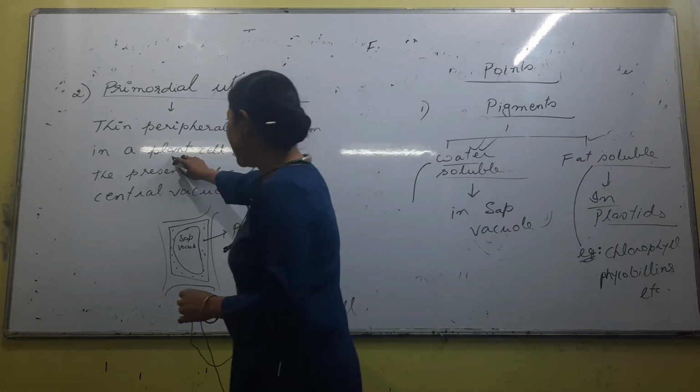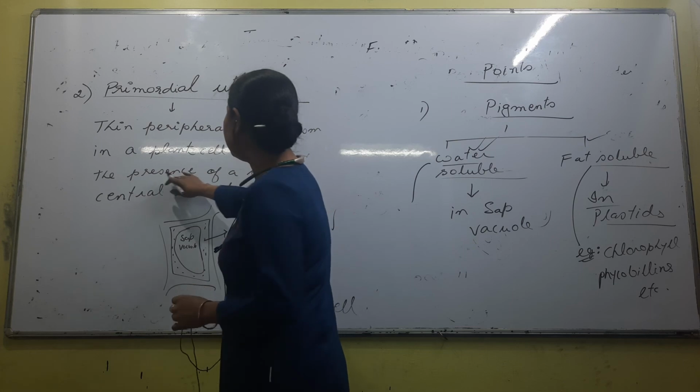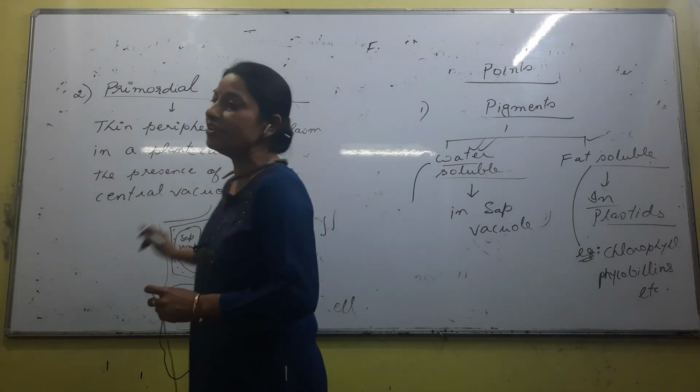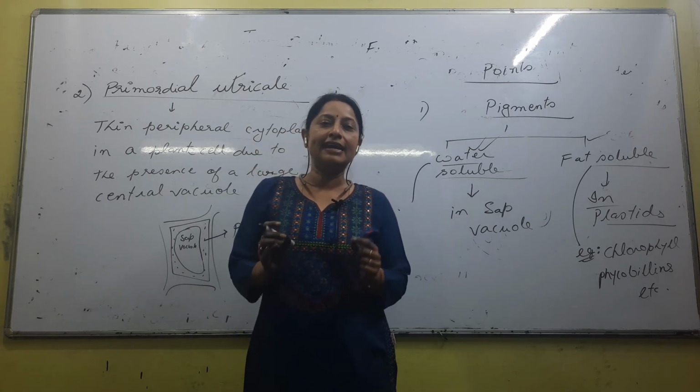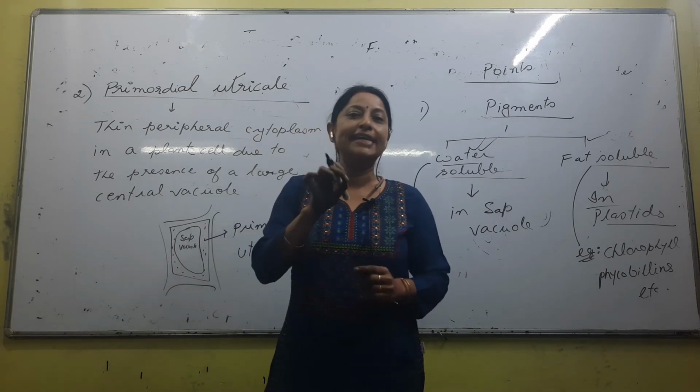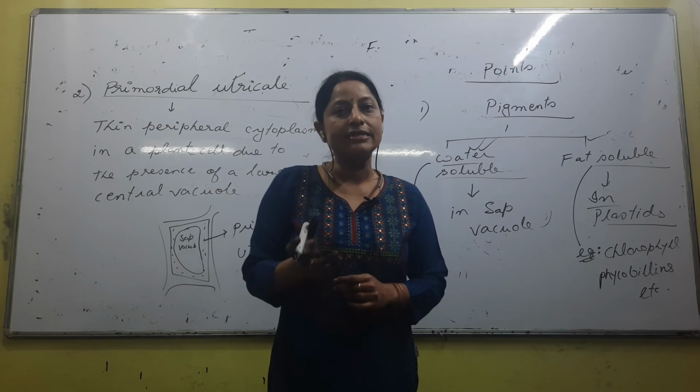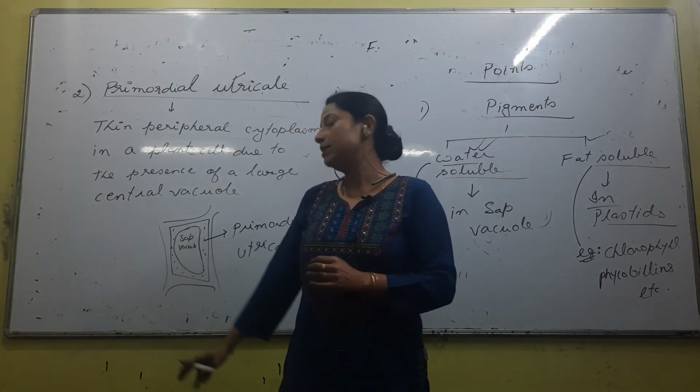Cytoplasm in a plant cell is less due to the presence of a large central vacuole. In a plant cell the vacuole is very big, so the cytoplasm content is very little. That amount of cytoplasm has a particular term that is called as primordial utricle.